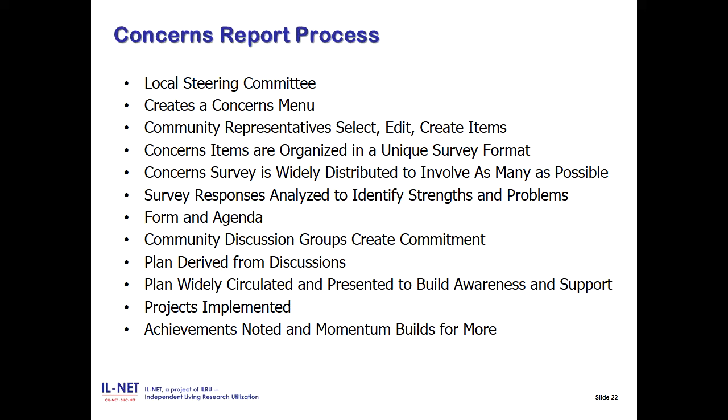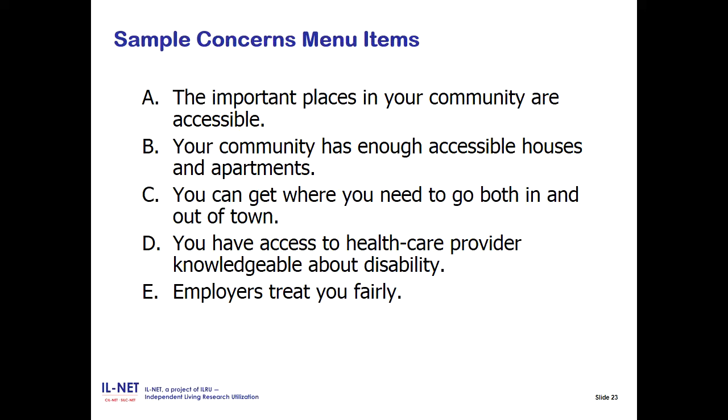Next slide, please. A sample of the kind of items that come from a community concerns method survey are listed here. They include: the important places in your community are accessible; your community has enough accessible houses and apartments; you can get where you need to go both in and out of town; you have access to health care providers knowledgeable about disability; employers treat you fairly, and so on.